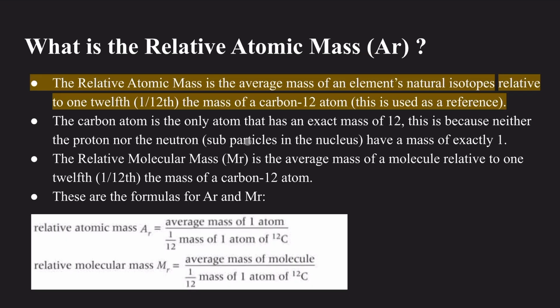The carbon-12 atom is the only atom that has an exact mass of 12, and this is because neither the proton nor the neutron, which are the subatomic particles in the nucleus, have a mass of exactly 1.